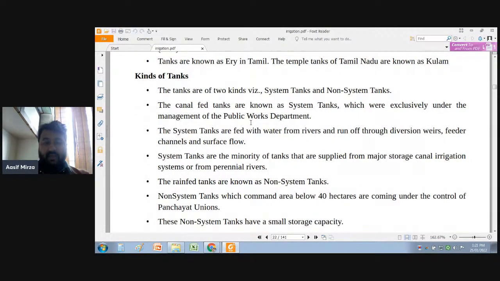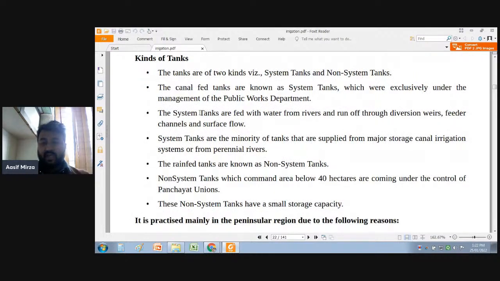The rain-fed tanks are known as non-system tanks. Non-system tanks whose command area is below 40 hectares come under the control of the Panchayat Union. So you can see here the system tanks come under the Public Works Department, PWD, and the non-system tanks come under the Panchayat Union. These non-system tanks have a small storage capacity.